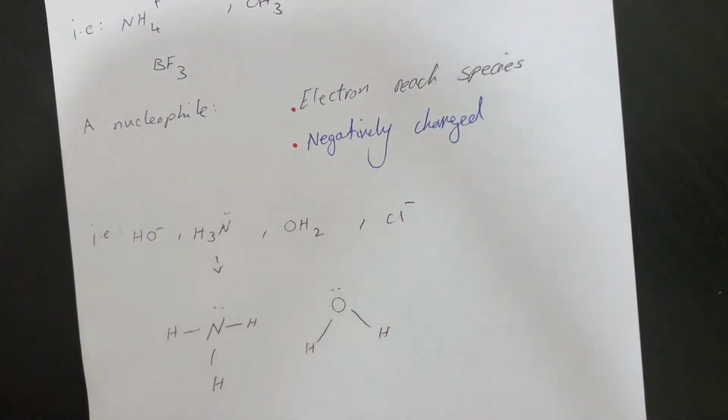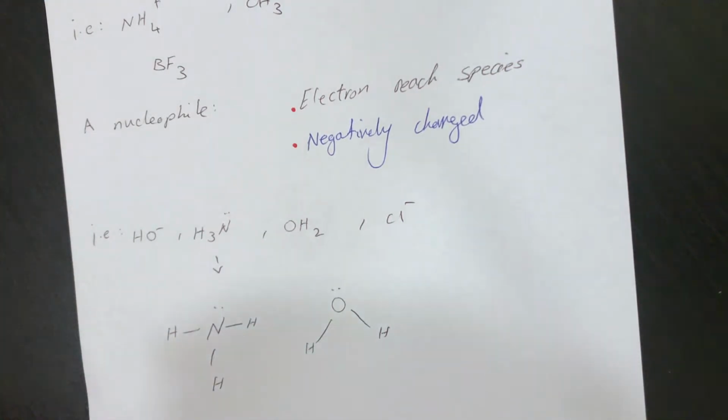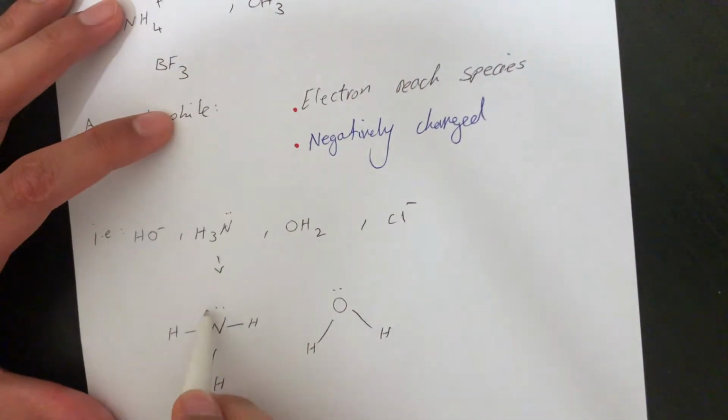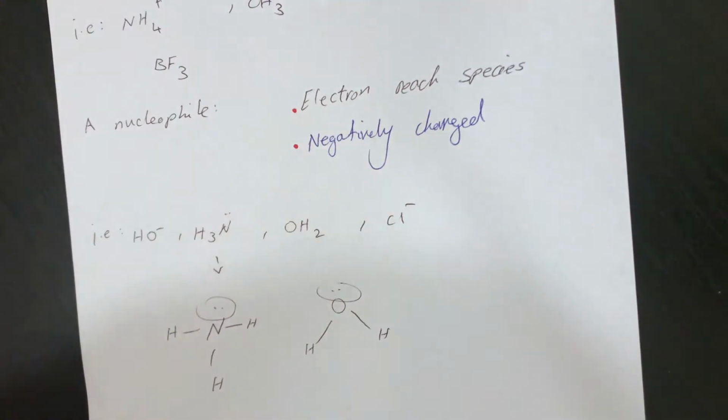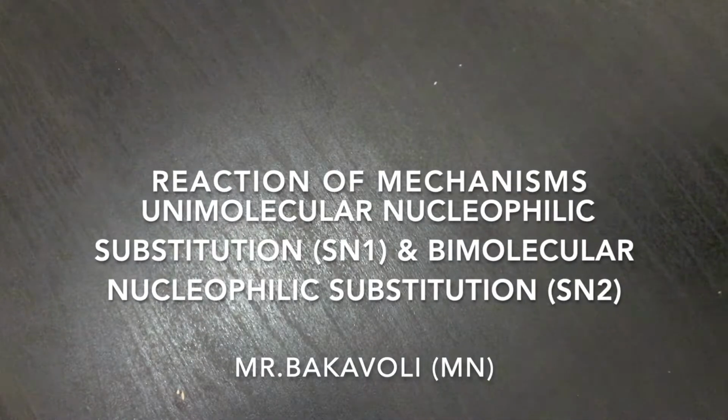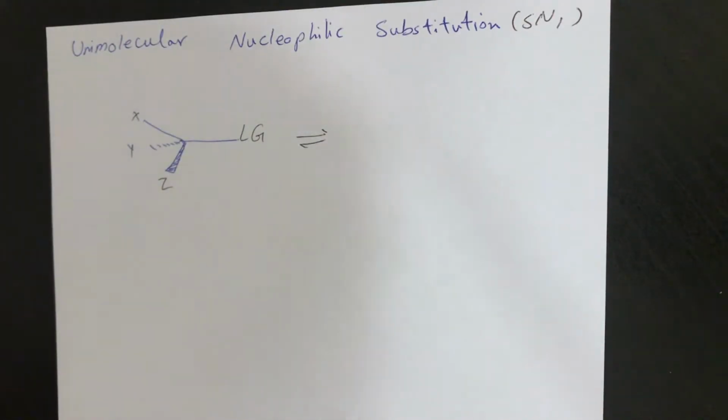They want to share the electrons, and they have electrons available for donation to electron deficient centers. This may be negatively charged and in some cases neutral, but with a lone pair. If it is neutral, there is a lone pair on oxygen and nitrogen, so they are mainly negatively charged. So we know that an electrophile is electron poor, a nucleophile electron rich. So now we can start and find out more about substitution.